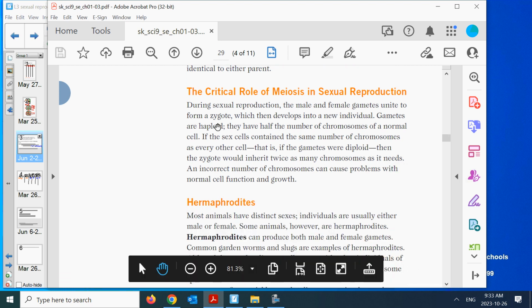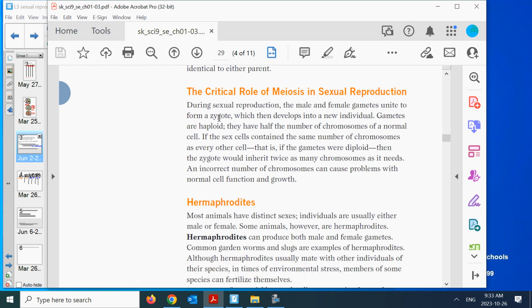Critical role of meiosis in sexual reproduction. During sexual reproduction, the male and female gametes unite to form a zygote, which then develops into a new individual. Gametes are haploid, half the normal chromosome number, and that's why we wrote that. If the sex cells contained the same number of chromosomes as every other cell, that is, if the gametes were diploid, the coupled number, then the zygote would inherit twice as many chromosomes as it needs. An incorrect number of chromosomes can cause problems with normal cell function and growth. That just doesn't happen very often.